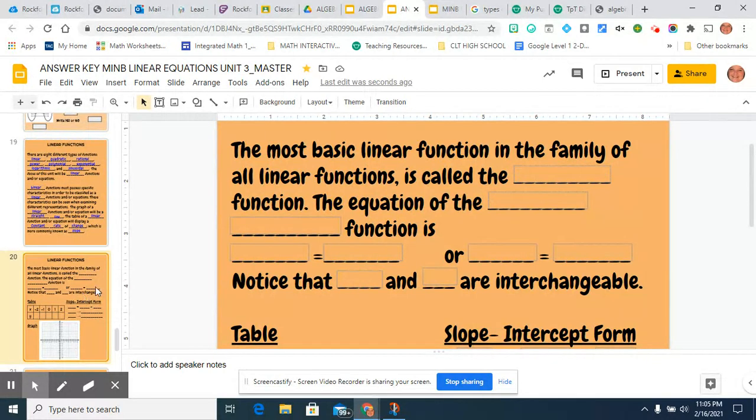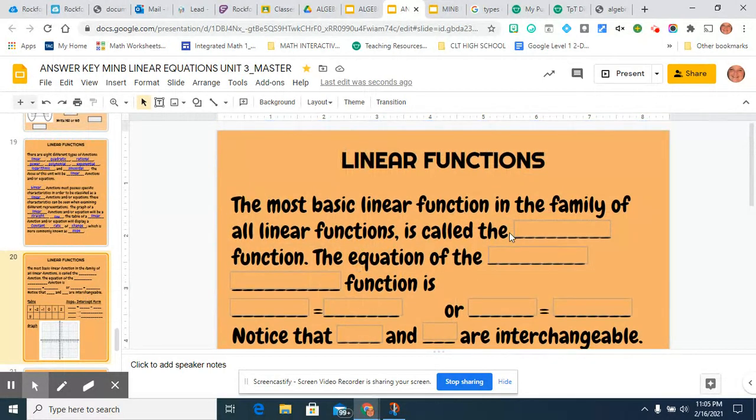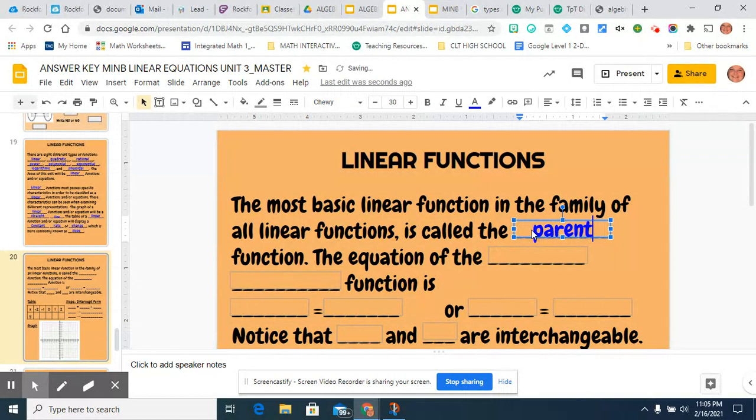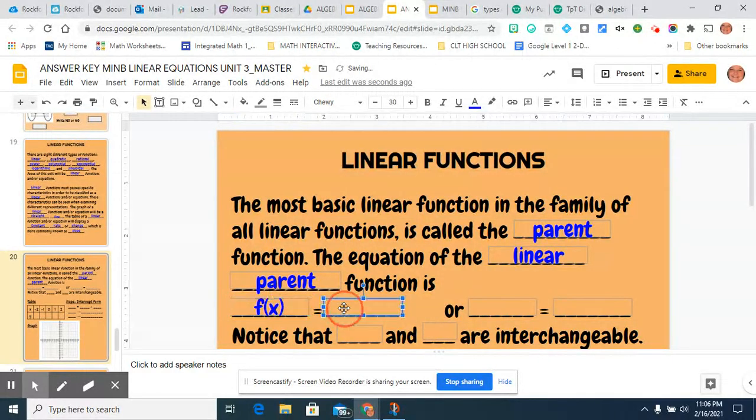If we go on to the next slide, the most basic linear function in the family of all linear functions is called, you got it, the parent function. We all have a parent, at least one, most likely two. The equation of the linear parent function is f of x equals x. In other words, our output is going to be equal to the input that we put in.